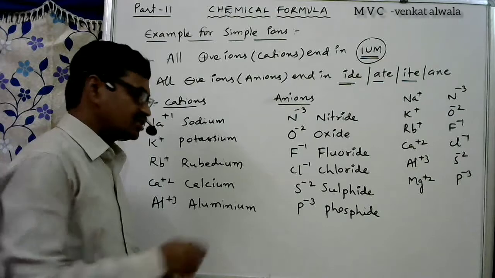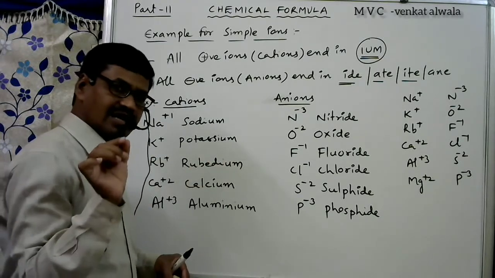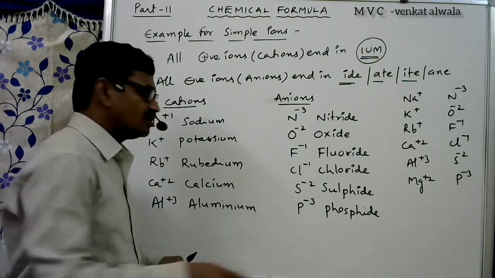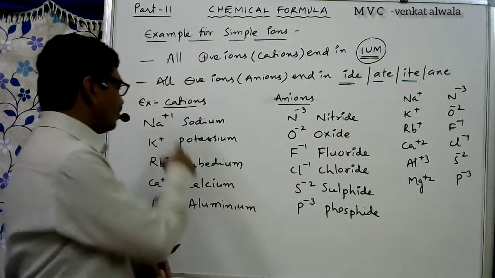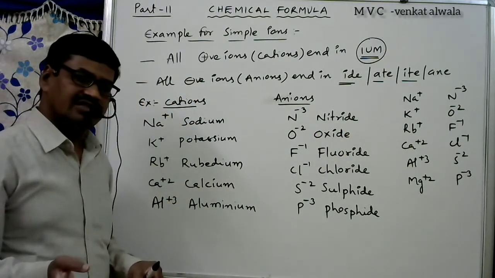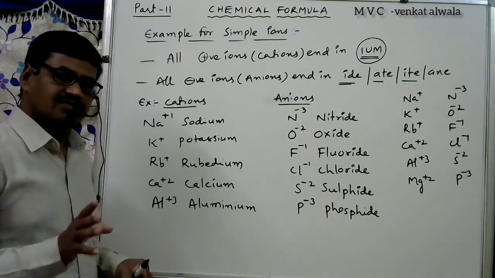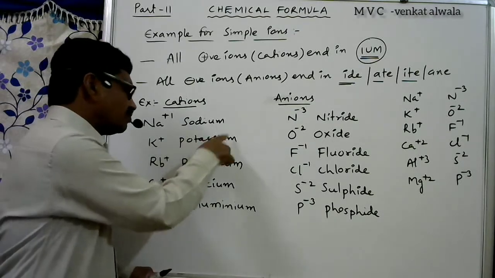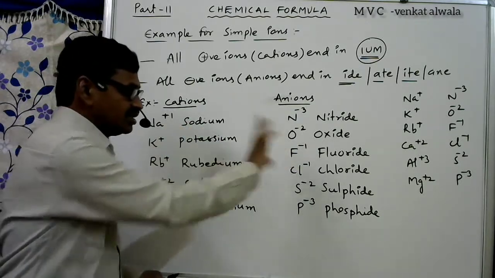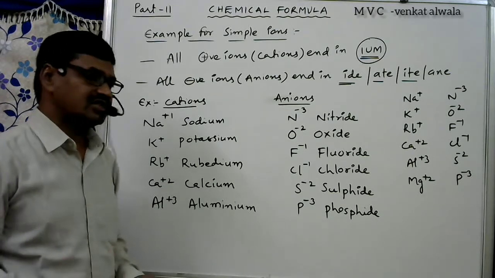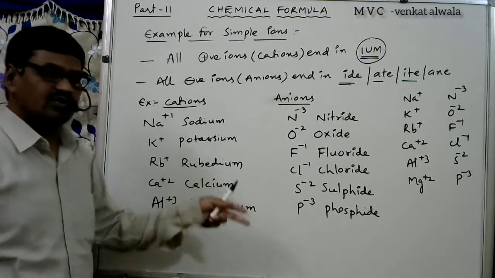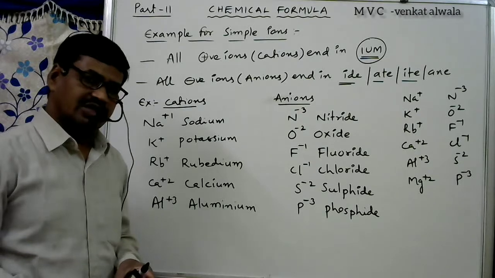Simple ions, that is, individual, separate one-atom ions, not compound ions, end in -ide. And all cations, compound cations as well as normal simple cations, also end in -ium. There is no difference here, but there is a difference in pronunciation. So all these we have to remember.